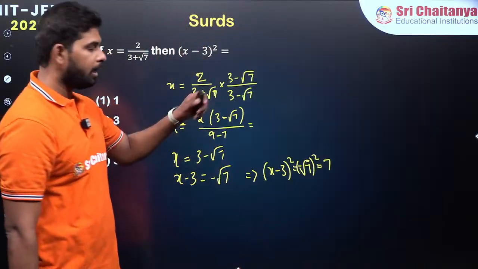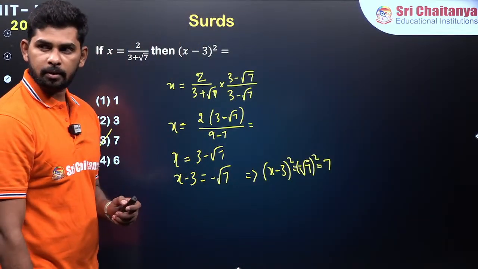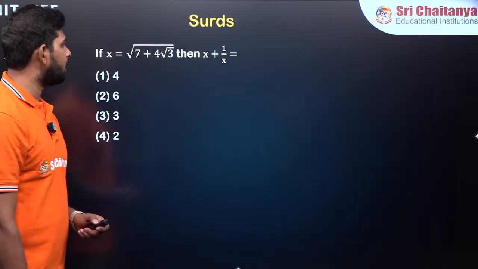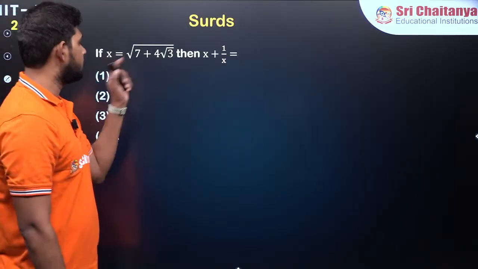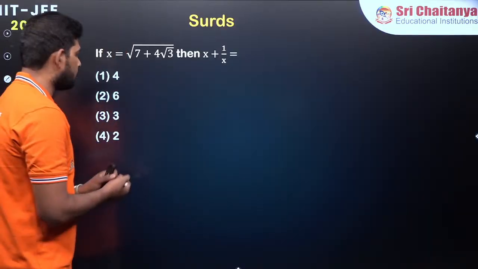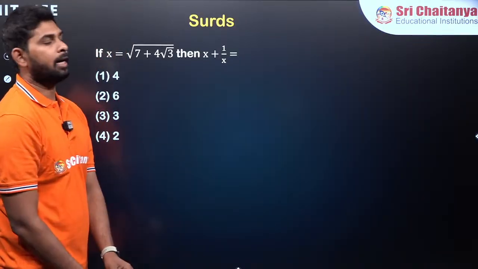Our answer is 7 here. Right. I think you are finding these questions somewhat easy. So you are getting the answer. Very good. Now let me give you a somewhat different question here, that x is this. Now we need to find x plus 1 by x. So there are options here: 4, 6, 3, 2. Let us check what we are going to get as an option here.